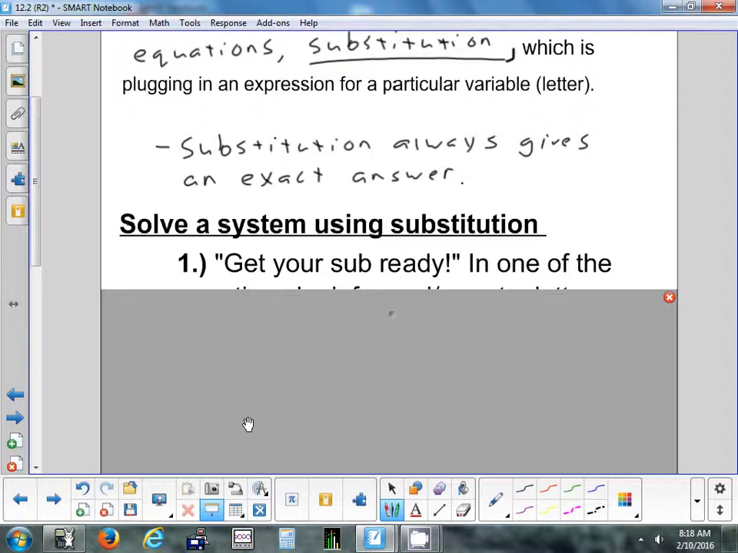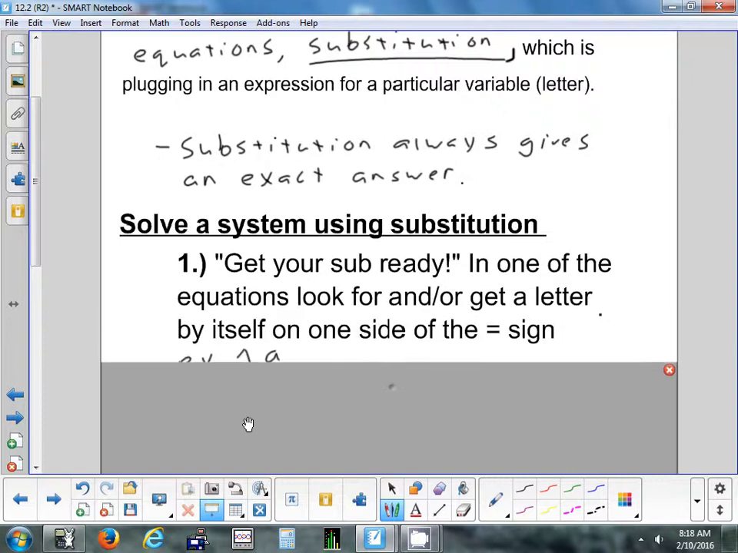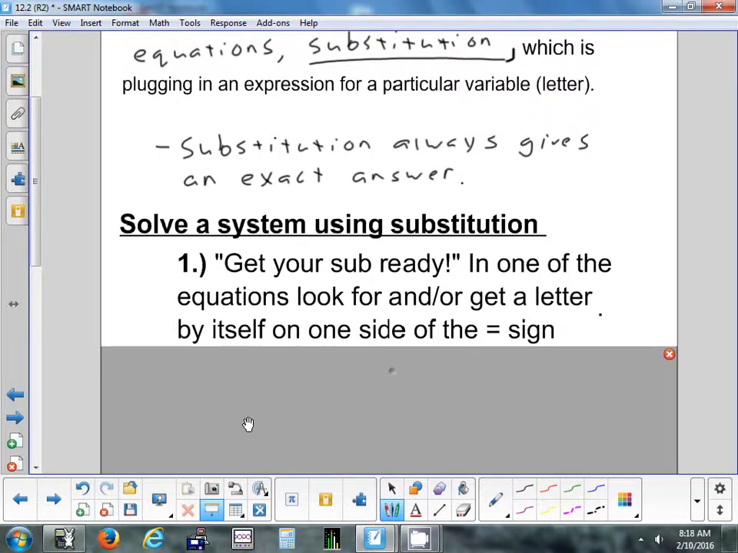Remember, systems are going to have 2 variables, usually x and y. So you've got to make sure one of those, just like we do with slope intercept, is by itself. So in one of your equations, you're going to look for or get a letter by itself on one side of the equal sign. Some of them in this part of the notes might already be by themselves. They might already be set up, already done for you.